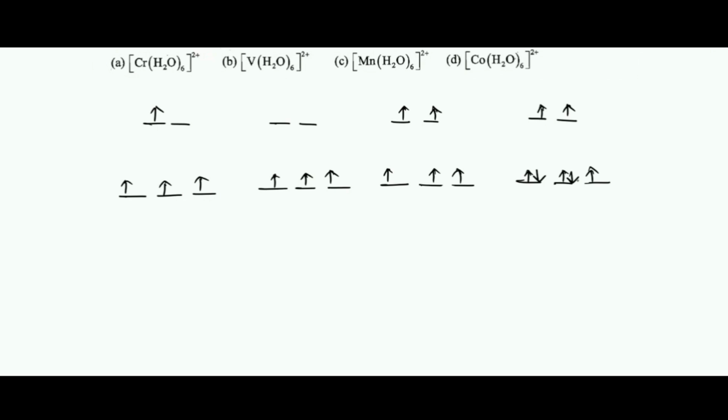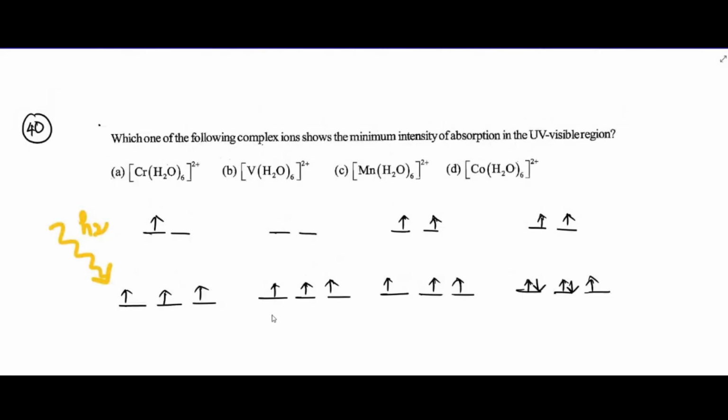Okay. Here they are asking which of the following complex shows minimum intensity of absorption in the UV visible region? So what happens when UV visible light is incident upon these metals, okay, a particular h nu amount of energy falls on this system. So when such energy falls on this system, what will happen? Of course, the system will absorb that energy. As a result of getting that energy, one of the electron will jump to the excited state, the state just above.